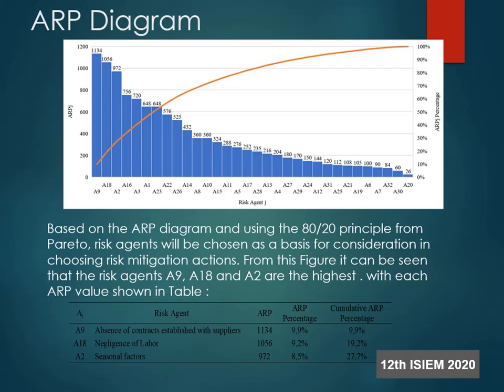The results of HOR1 is the ARP, aggregate risk potential diagram. This is the ARP diagram. The highest risk agents are A9, A18, and A2, with values of 1,134, 1,056, and 972 respectively.